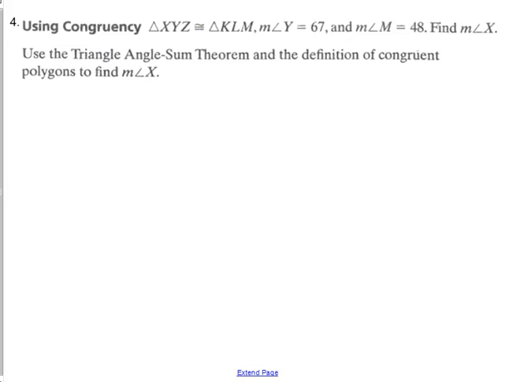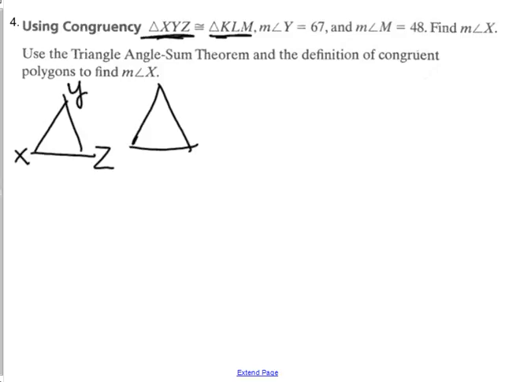Next. Okay, so use the triangle angle sum theorem and the definition of congruent polygons to find the measure of angle X. Okay, so first I'm going to draw myself a picture of this. Triangle X, Y, Z is congruent to triangle K, L, M. Okay, I got that. So those are two congruent triangles.